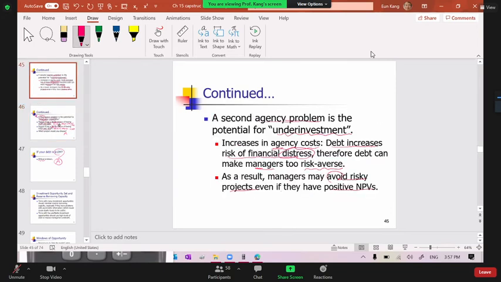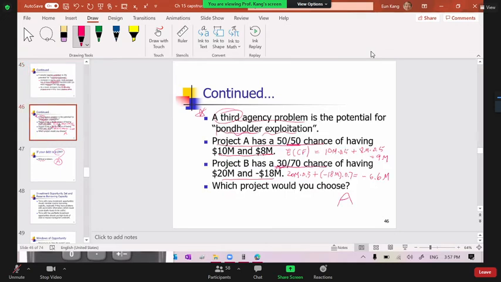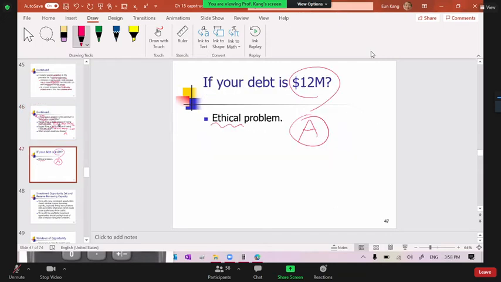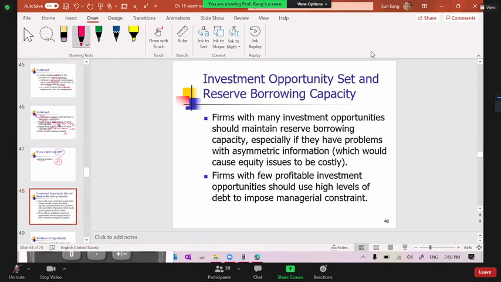And also this is the second problem. They tend to be very risk averse in choosing. They may reject many good positive NPV projects. So you have to think about those agency problems. M&M didn't think about those things. That's the problem of the M&M paper.